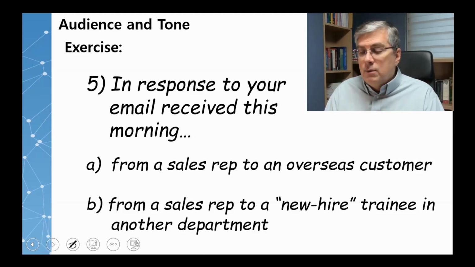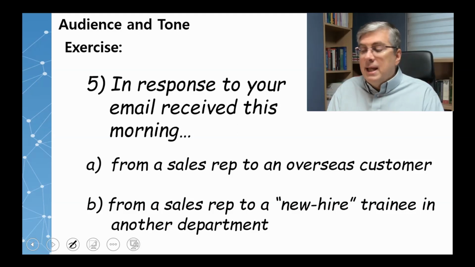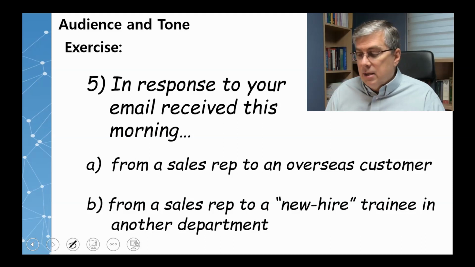So this is a formal sentence using formal language. So who is it more appropriate for, A or B? A is from a sales representative to an overseas customer, or B, from a sales rep to a new hire trainee in another department. Don't call them a freshman employee. I think that's a little Konglish. We would say new hire, or a trainee is someone who is being trained on the job. A new hire who is learning the job is a trainee. And a new hire is somebody who is newly hired.